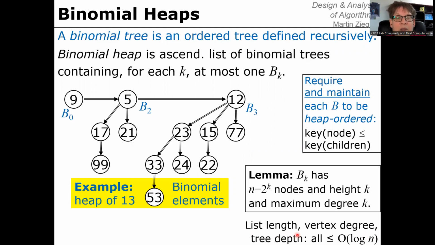And finally, how about the length of the list? To this end, observe a similarity, namely, what I want to point out is a similarity of a binomial heap with representing a number in binary, right? So if we want to represent a number n in binary, then we have a different value system, right?